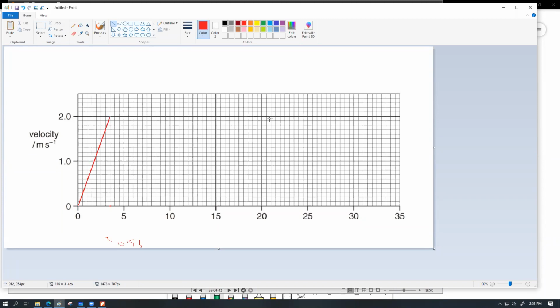Then the question says that the uniform velocity lasts for 20 additional seconds. The most common mistake that the kids make at this point is that many of the kids continue this up to the 20-second mark. This is wrong. It happens for a further 20 seconds, which means you're supposed to run it up to 23.5. So 23.5 is here. This is gonna be up to here.